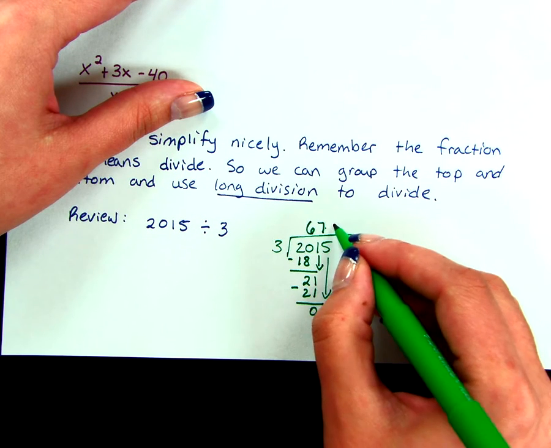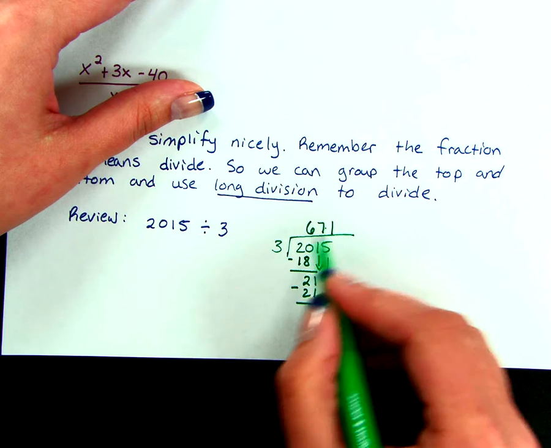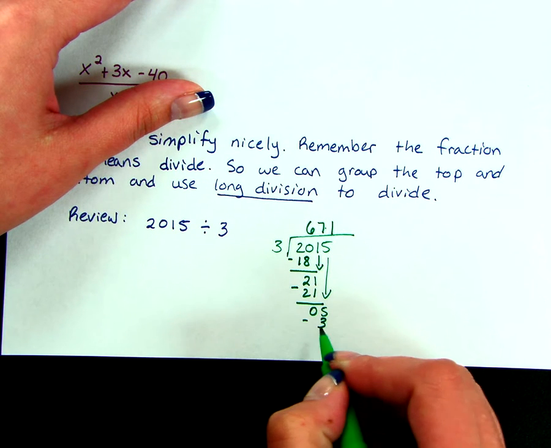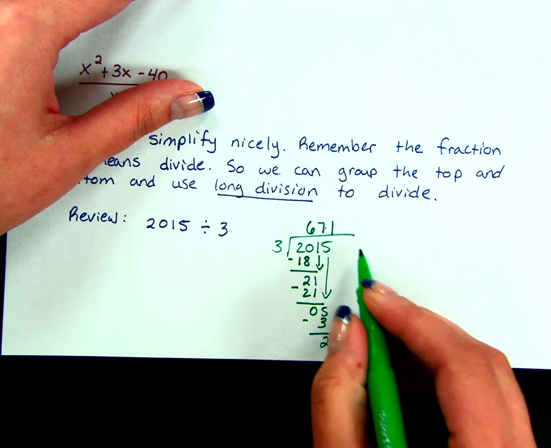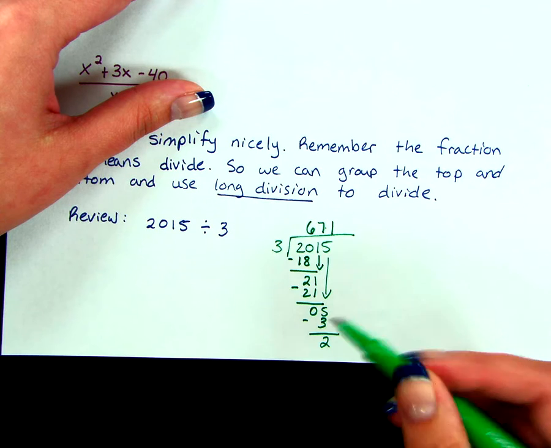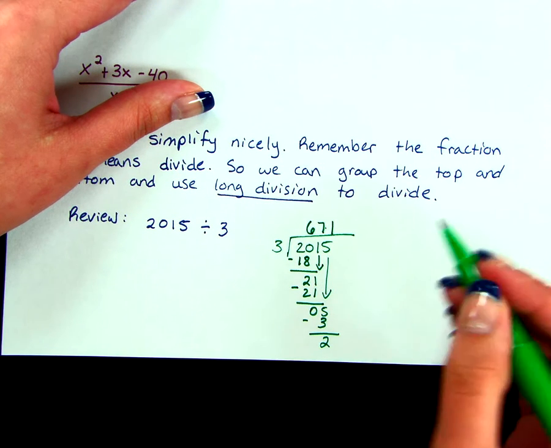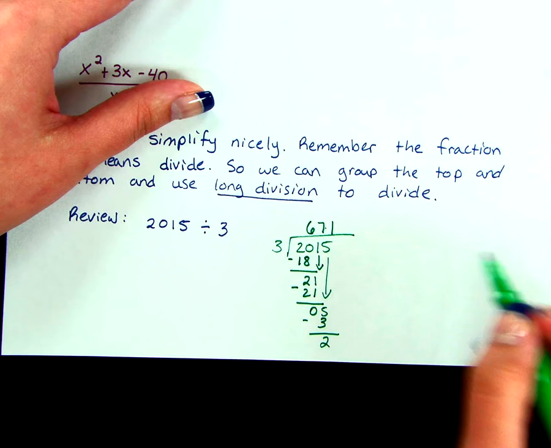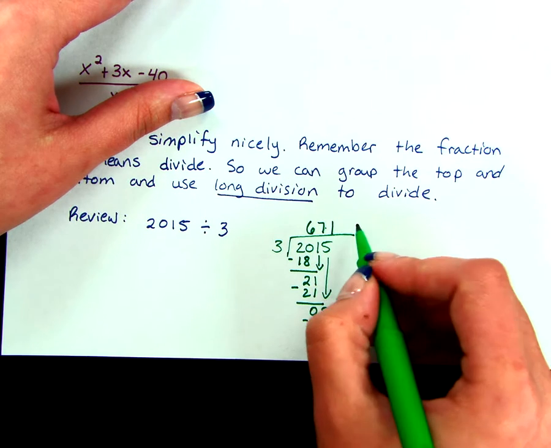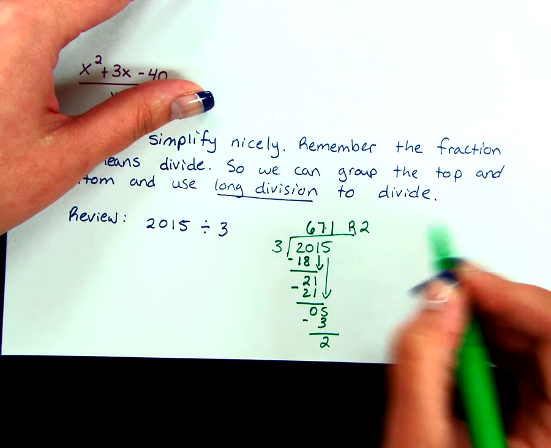And that is once. So 1 times 3 is 3. We would subtract. We have 2. We don't have anything left to bring down. This number is smaller than what we're trying to divide by, so we would call that the remainder. So our answer would be 671 with a remainder of 2.